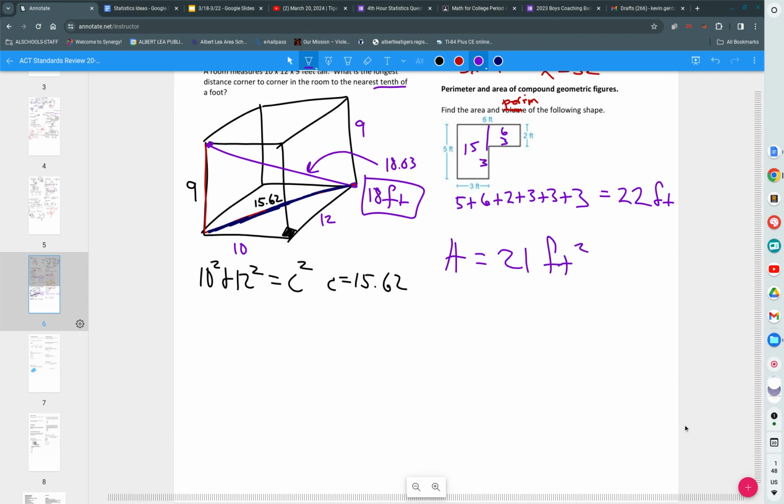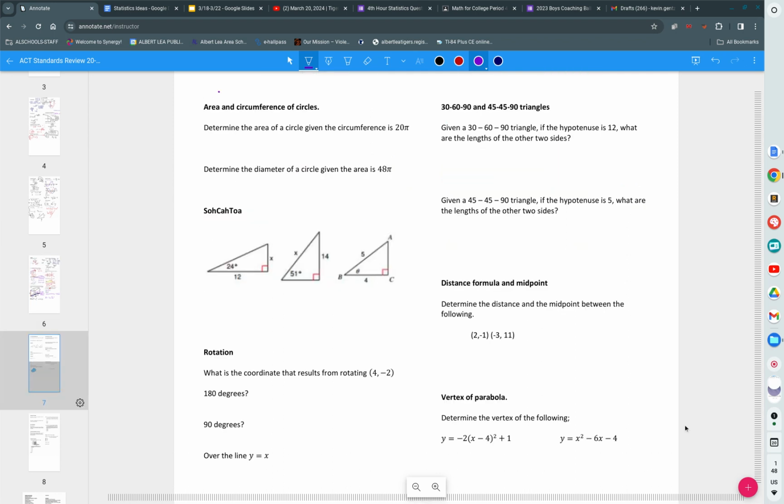I have the two missing sides is 3 and 3, so I have a perimeter of 22. I have an area of 21. We good? Okay, flip it over. Good job. Keep good pace.